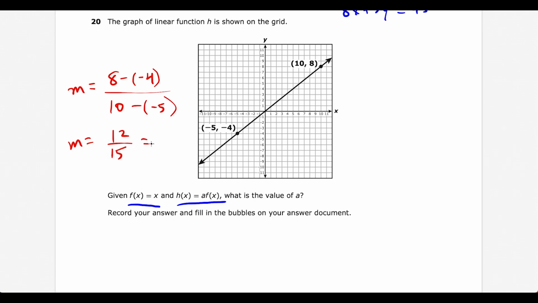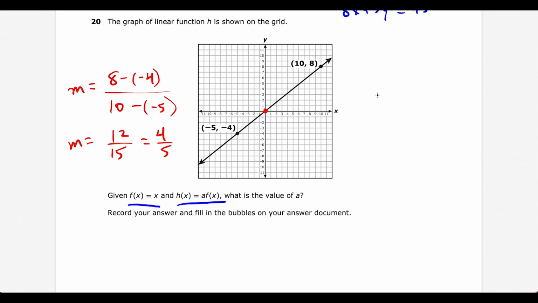And dividing the top and bottom by 3 gives us 4/5. And then notice here, our slope is 4/5. So if we go up 4 over 5, notice that brings us to the point (0, 0). So I'm feeling pretty safe here to say that this line is going through the point (0, 0).